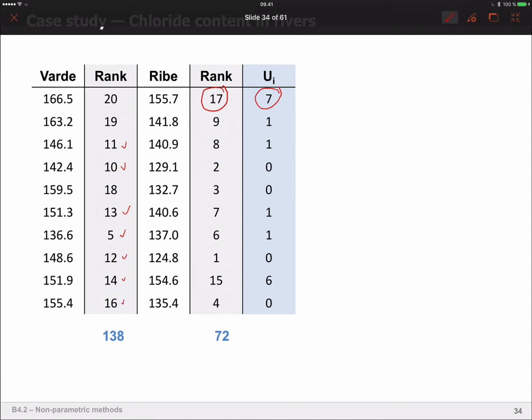Now the next value has rank 9. How many values in the second sample have rank smaller than 9? Okay, let's count them.